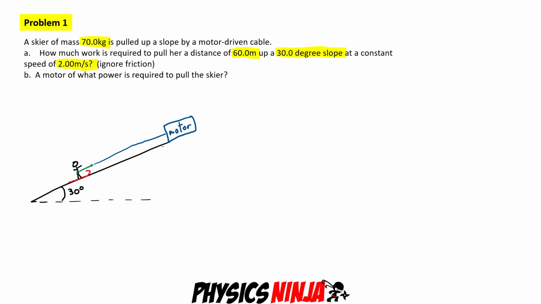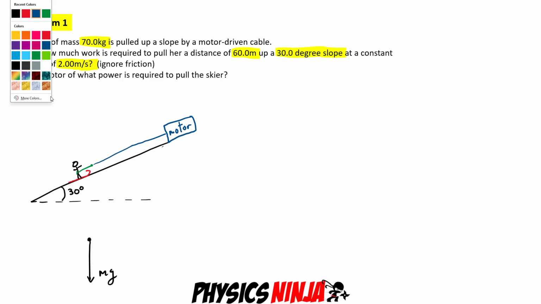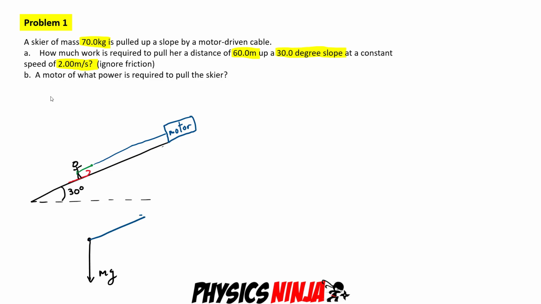So I would probably start with a free body diagram on the skier. I have a weight acting down, I have a tension force acting up along the slope. I'll just call that tension F. What else? There's no friction here, so what we can then do is just put a normal force over here. The normal force is perpendicular to that slope, and this is what you have.